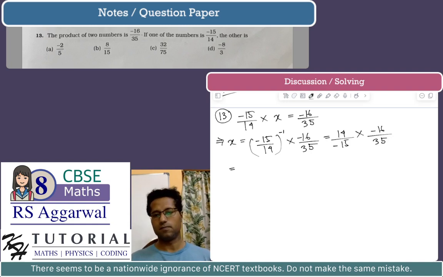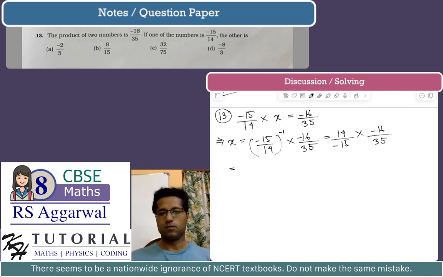So I will not bother making the rational number 14 by minus 15 so that it has positive denominator. It is not that useful to do it right now. So instead I will do the cancellation. Now minus minus anyway cancels out. So the minus of 16 and minus of 15 will cancel out, because minus 16 is nothing but minus 1 into 16 and minus 15 is nothing but minus 1 into 15.